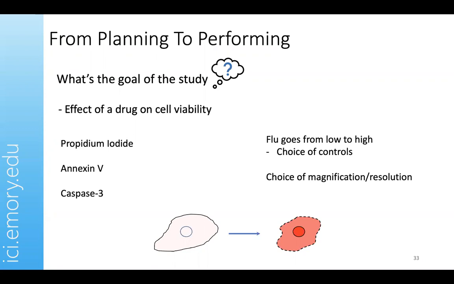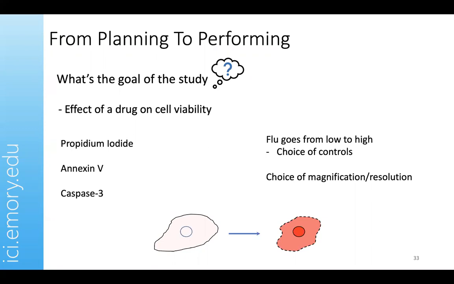Again, it's important to know what magnification and resolution you want to use, right? So for example, if your goal is to simply know how many of my cells are PI positive or caspase-3 positive, you don't need to go and use a higher magnification objective, for example, 60x or so on. Here you can use a low mag objective, for example, 20x or 10x, right? Because all you want to know is whether or not your cell is positive or negative for a particular probe.